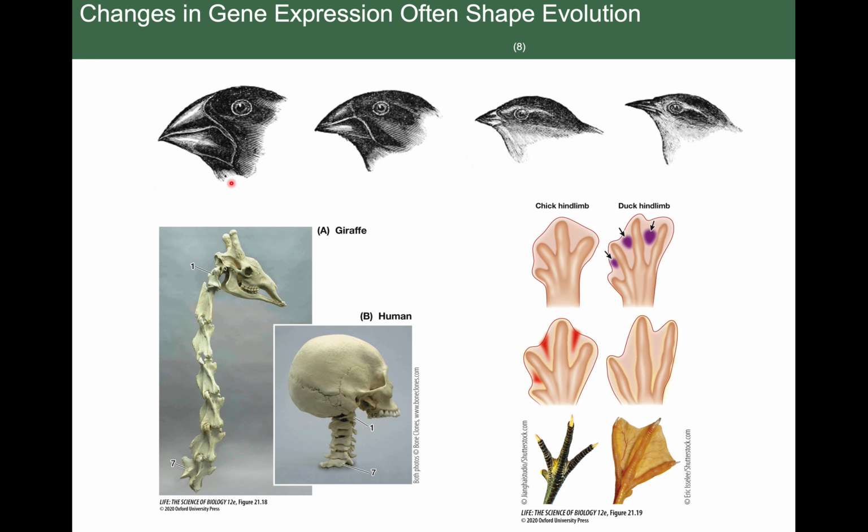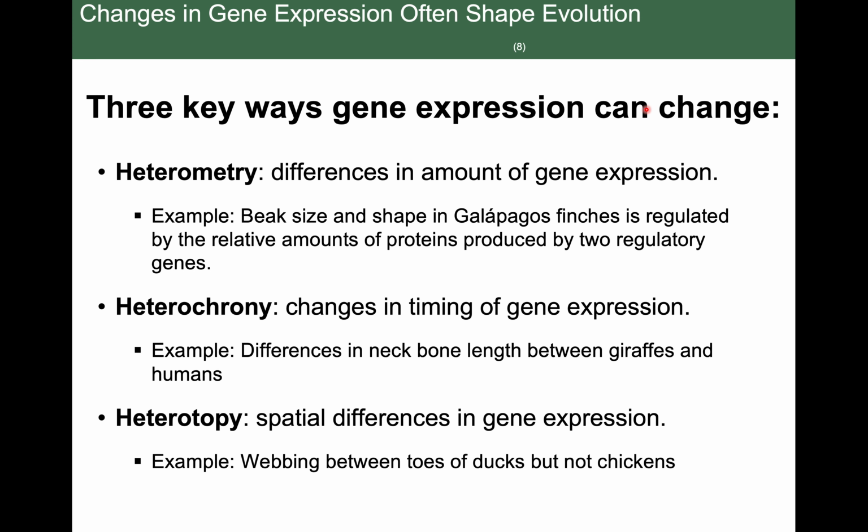If you have more of those proteins being produced, you're going to get a thicker, fatter beak. If you have less, you're going to get a thinner, pointier beak. Okay? So that's heterometry, just changing the amount that a particular gene or a handful of genes are being expressed. Then you have what's called heterochrony, which is changes in the timing of gene expression.